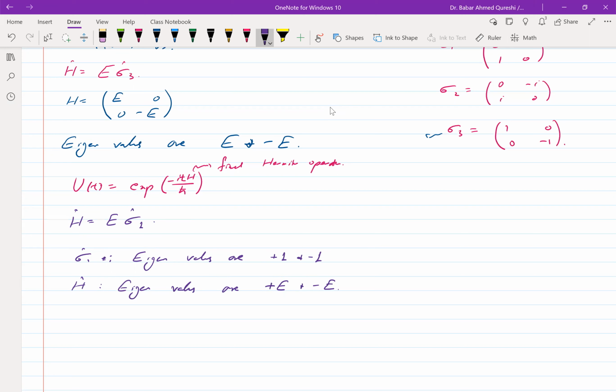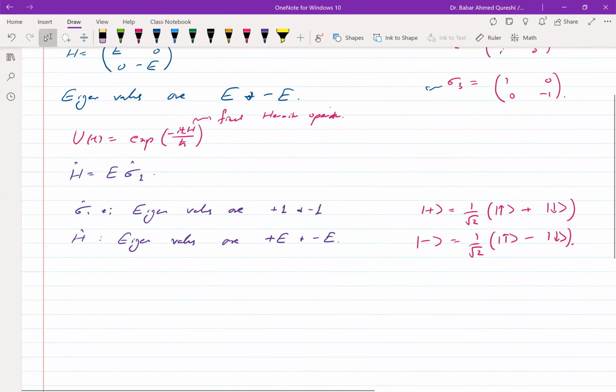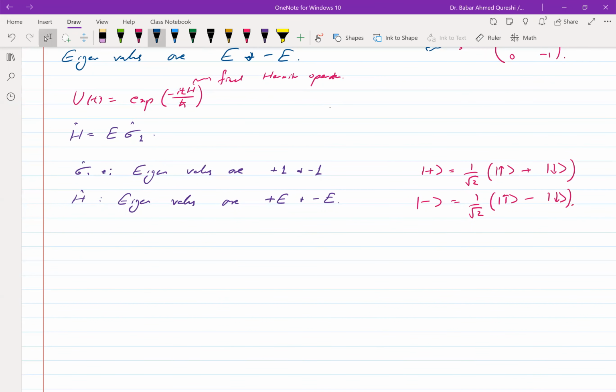And for sigma 1, we also computed its eigenstates. So there was this plus, in terms of the old basis, given by this. And there was this minus, given by this. So we have that H on plus gives the positive, and H on minus gives the negative.